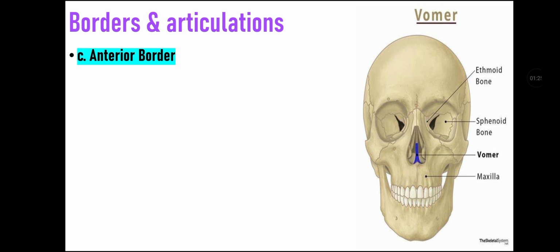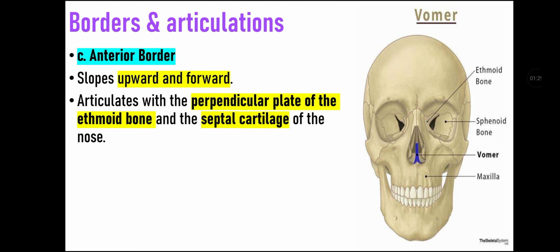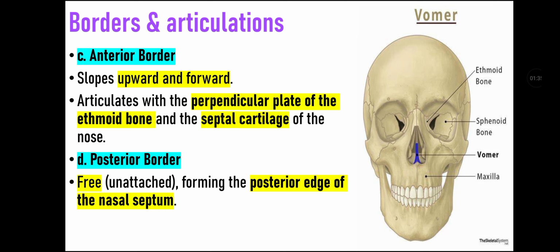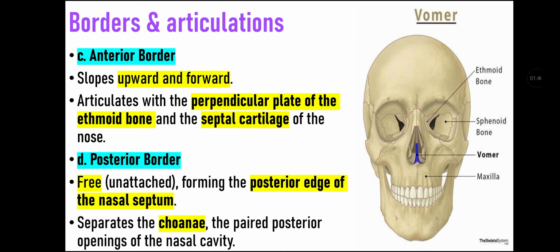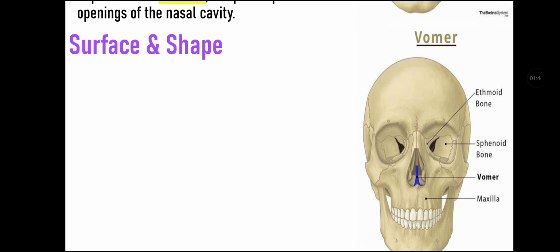Now let's talk about its anterior border that slopes upward and forward and articulates with the perpendicular plate of the ethmoid bone and septal cartilage of the nose. Then it has a posterior border that is free or unattached, forming the posterior edge of the nasal septum. It separates the choanae, that is the paired posterior openings of the nasal cavity.